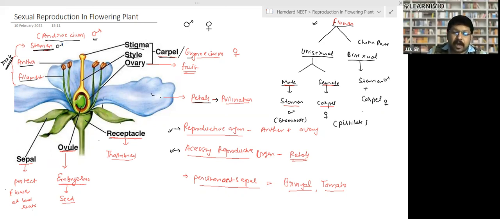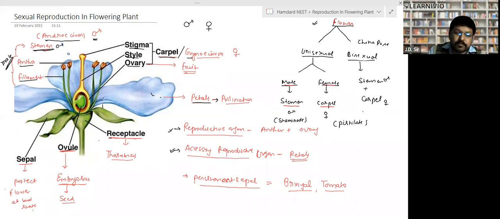Basically, the anther is a pouch-like structure. Inside the anther, there are cells called pollen. They are basically the male reproductive cells, found inside that, right? So this is the structure of the flower. You can take a screenshot of this one, right?